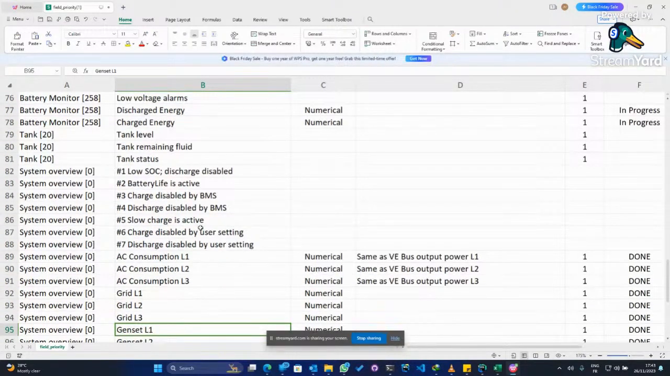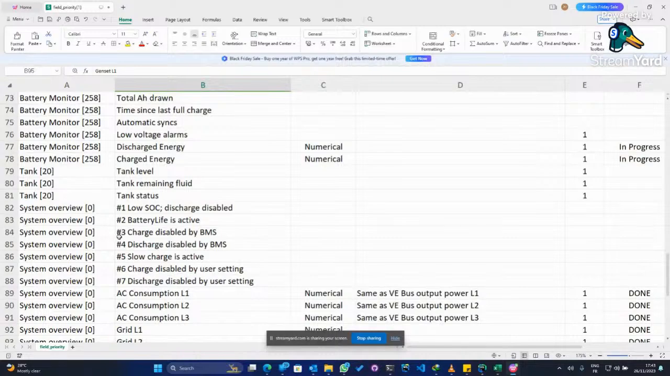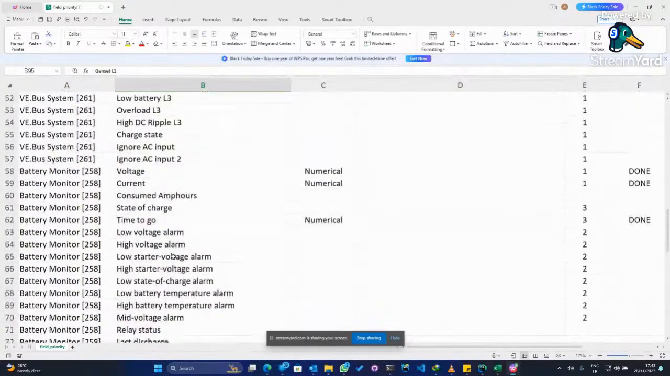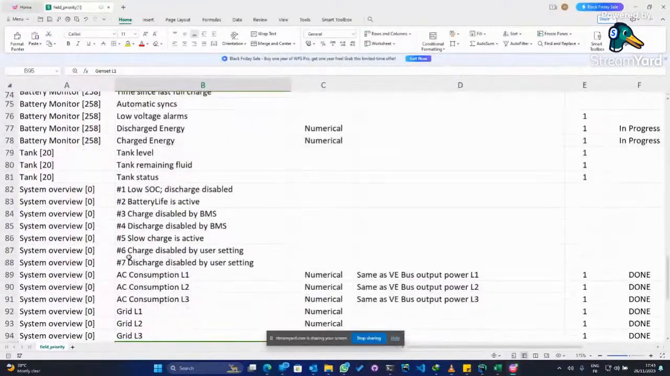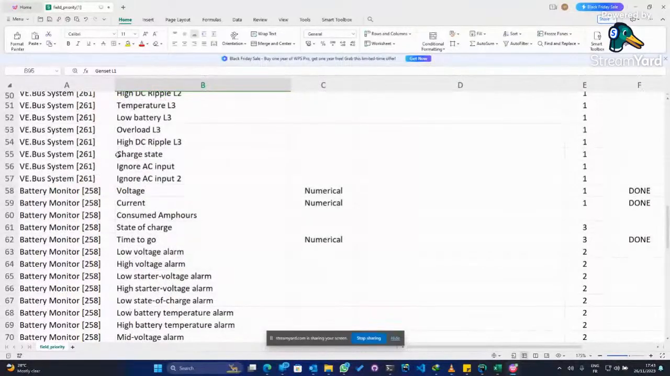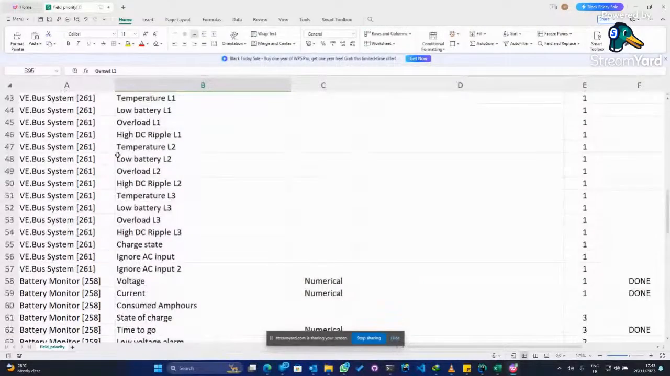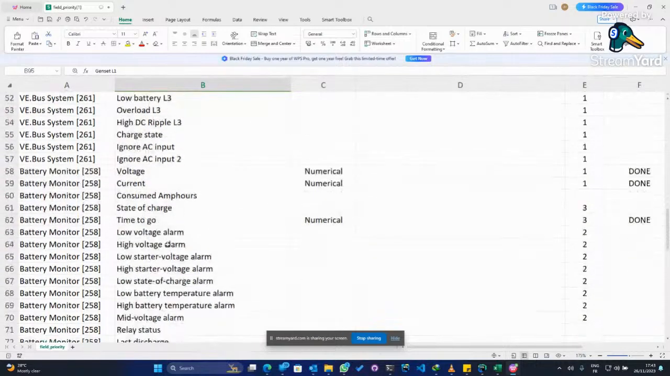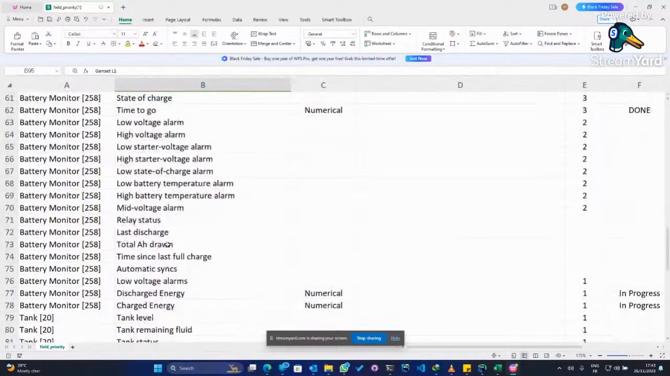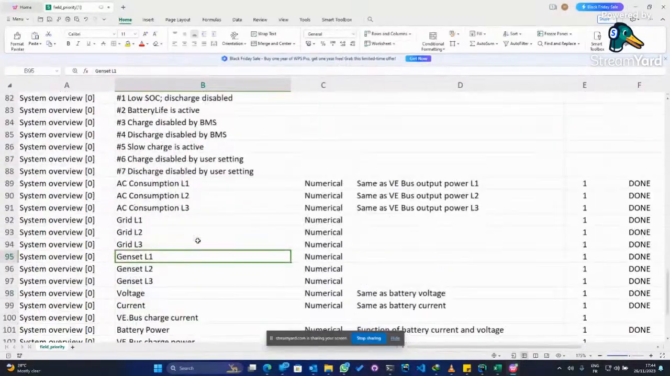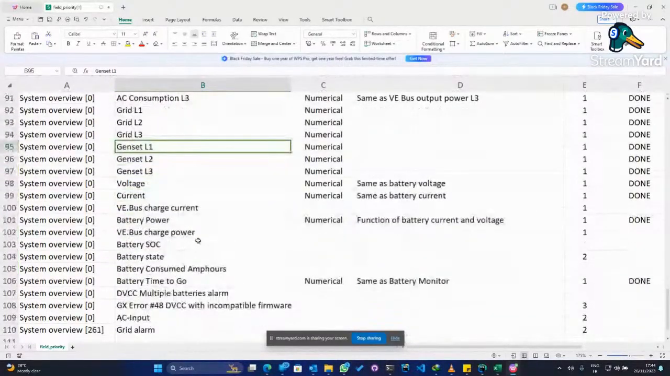And if you use the system overview, you are not obliged to use the VE bus system and vice versa, because most of the time the voltage and the current of each of those systems will always be the same values, depending on the device which is actually powering the hub side.